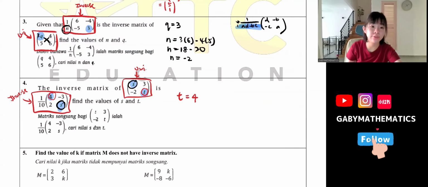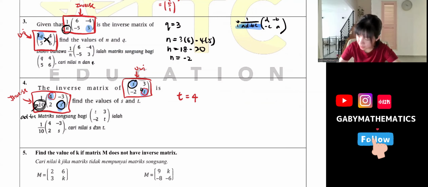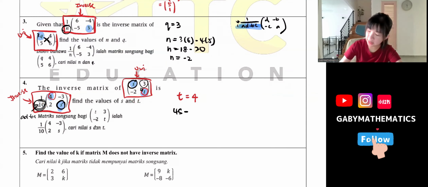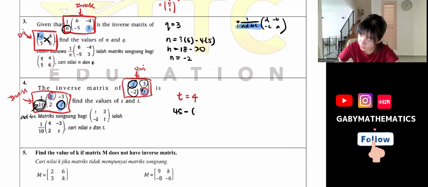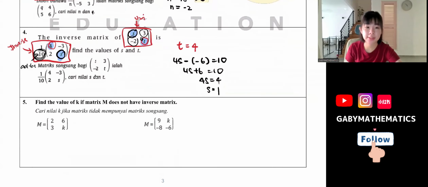So we have to use somewhere else to find it. We use the 10 here. This place is always AD minus BC, right? We know T is 4 already. So AD minus BC equals 10. So 4S minus BC; multiplying together gives negative 6, so 4S plus 6 equals 10. 4S equals 4. S equals 4 divided by 4, which is 1.